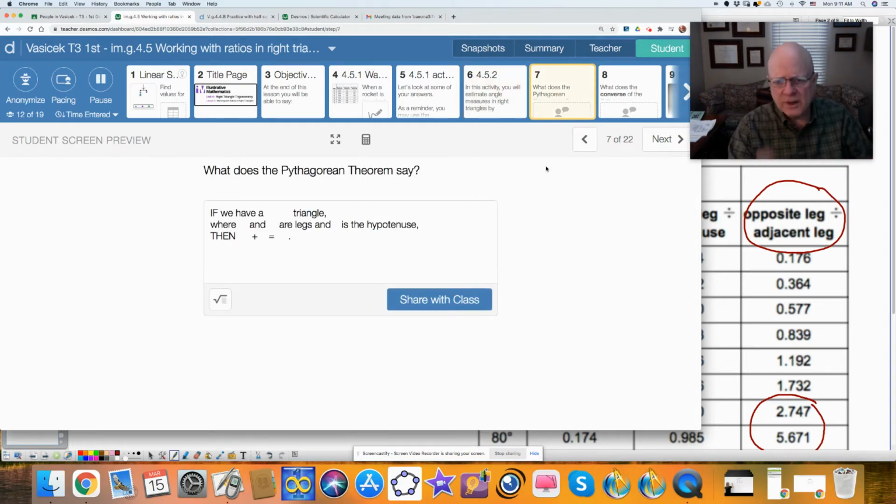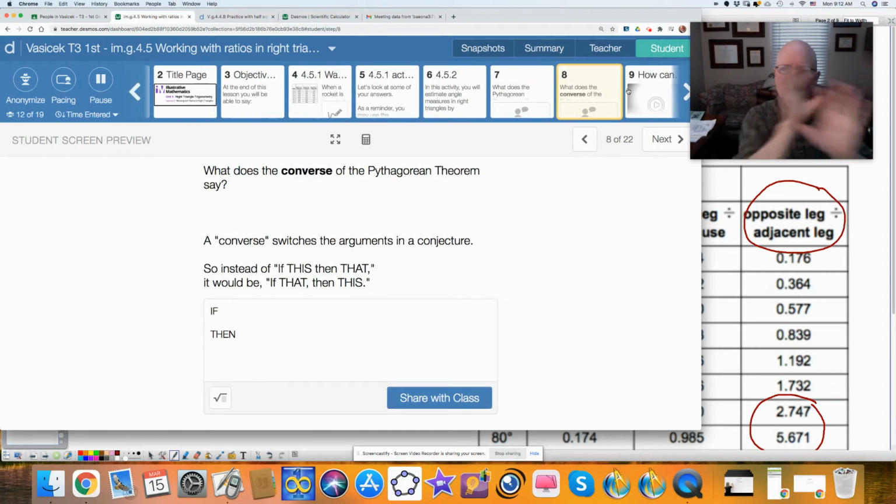So first of all, what does the Pythagorean theorem say? It says, if you have a right triangle and a and b are legs and c is the hypotenuse, then a squared plus b squared is equal to c squared. That's what it says. So if you have a right triangle, then a squared plus b squared is c squared. The converse switches those two arguments.